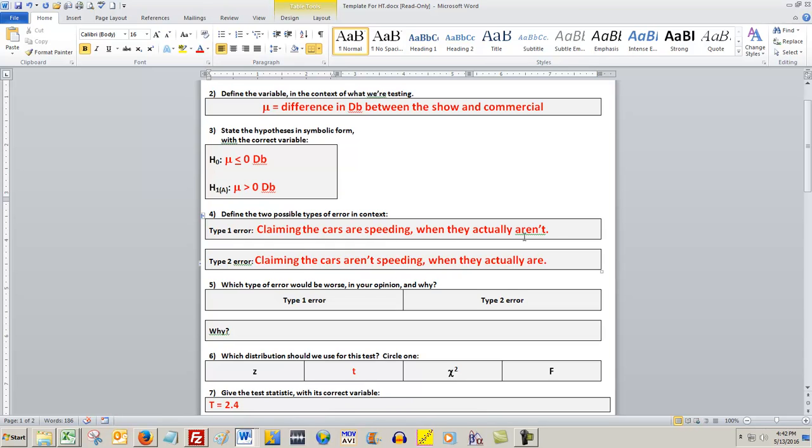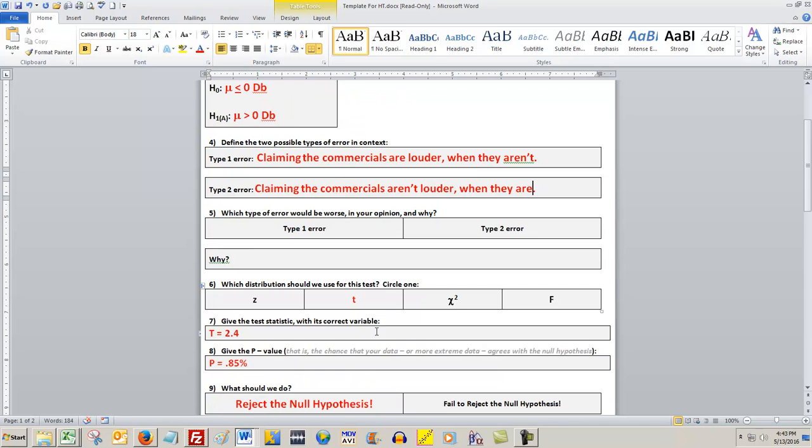Let's look at the errors, okay? Basing off of our car analogy from before, type 1 error is a false positive. That's claiming the commercials are louder when they aren't. False positive, right? And a false negative, claiming the commercials aren't louder when they are. And I'll let you decide which one of those you like better or don't like least, and you can go from there.